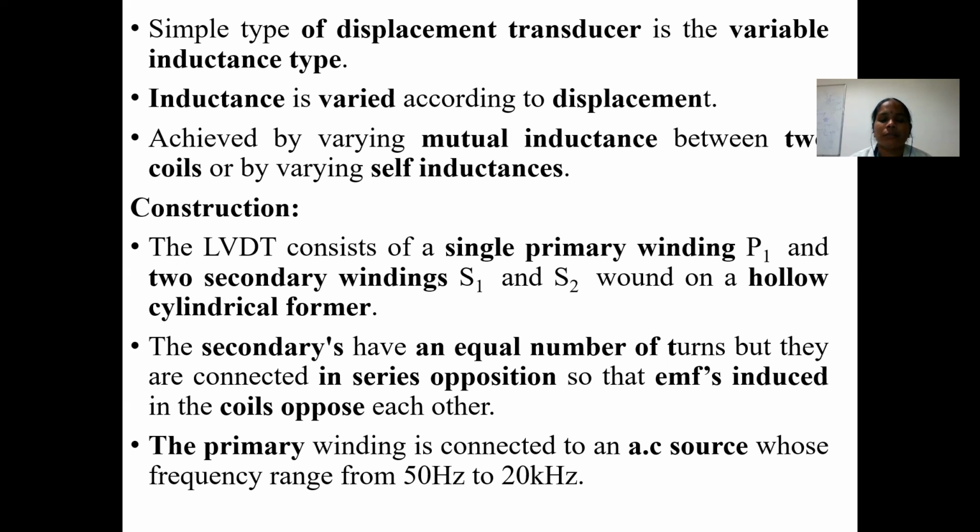The secondary is divided into two halves, S1 and S2. If there are four turns in S1, then S2 will also have four turns. They have an equal number of turns but are connected in series opposition, so that the EMF induced in the coils oppose each other. The primary winding is connected to the AC source across a frequency range of 50 Hz to 20 kilohertz.